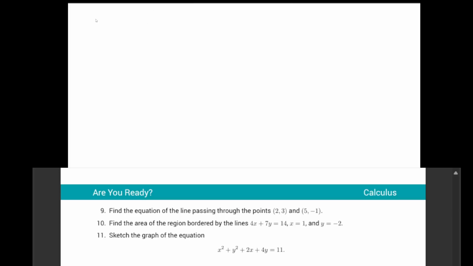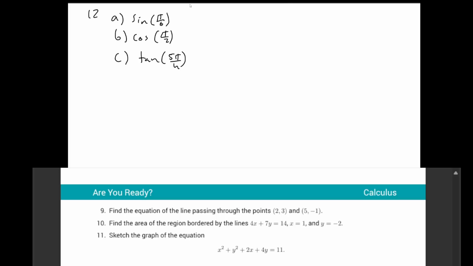Okay, so number 12 is evaluate the following quantities. So we have a, sine of pi over 6, b, cosine of pi halves, and c, tangent of 5 pi over 4. So this is really purely unit circle stuff. You can use special right triangles if you're really stuck.